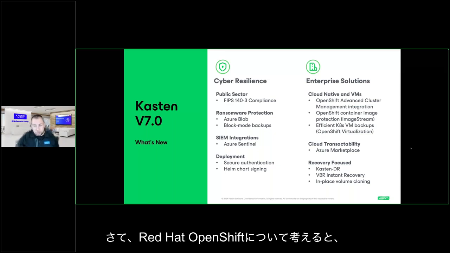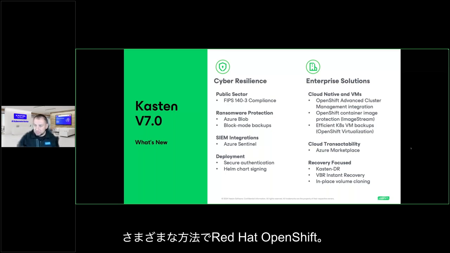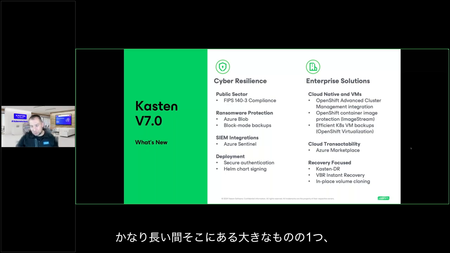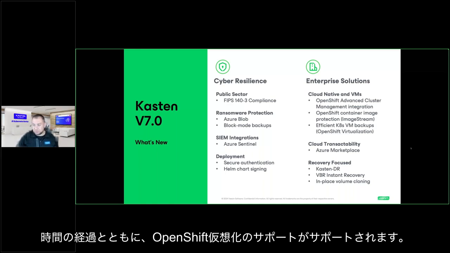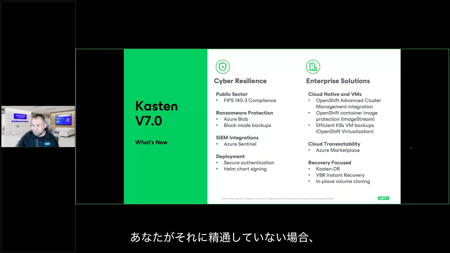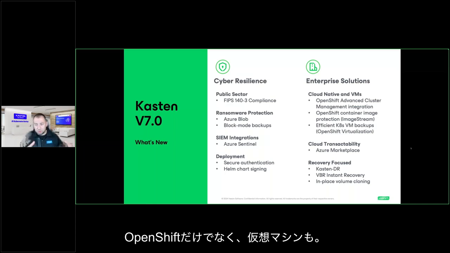Now, thinking about Red Hat OpenShift, it's probably one of the platforms where we can see the most Veeam Kasten deployments. So we pay specific attention to supporting Red Hat OpenShift in many different ways. So we added also recently with the 7.0 release some additional features. One of the big ones that has been there for quite a long time, but for which we've provided enhancements and additional features over time, is the support of OpenShift virtualization. If you are not familiar with that, OpenShift virtualization is simply the way to run not only regular cloud native applications on OpenShift, but also virtual machines.